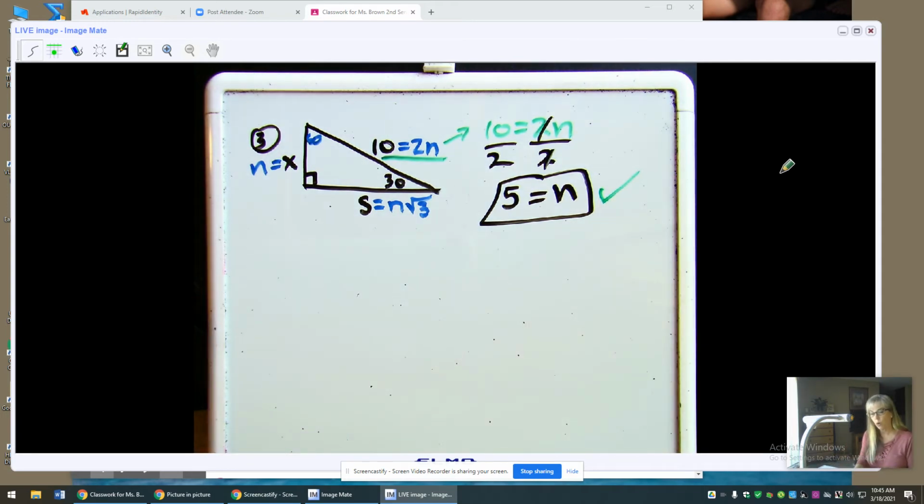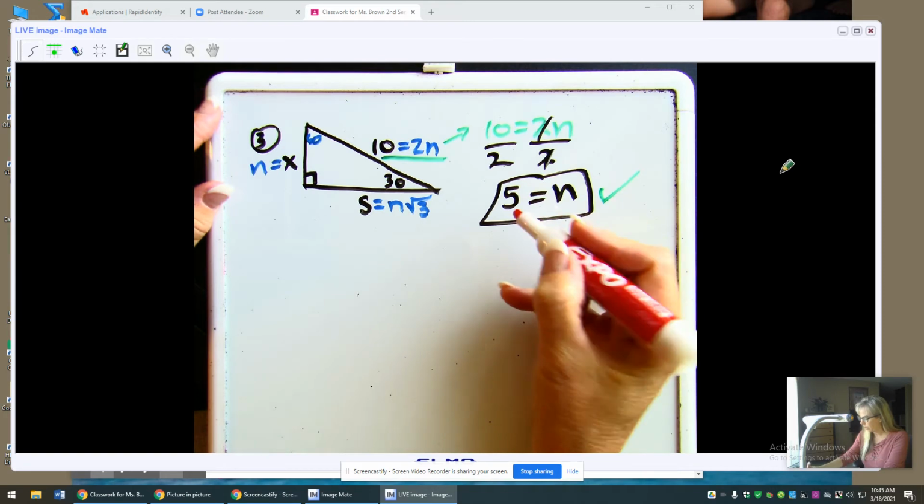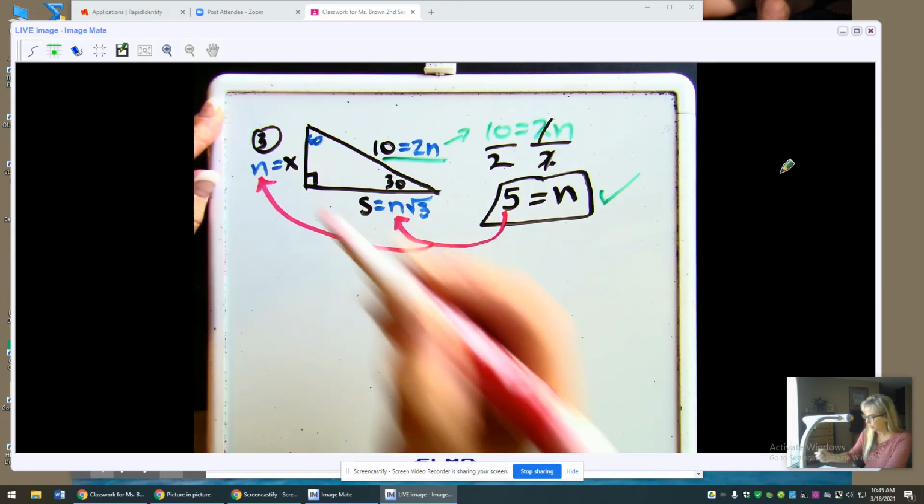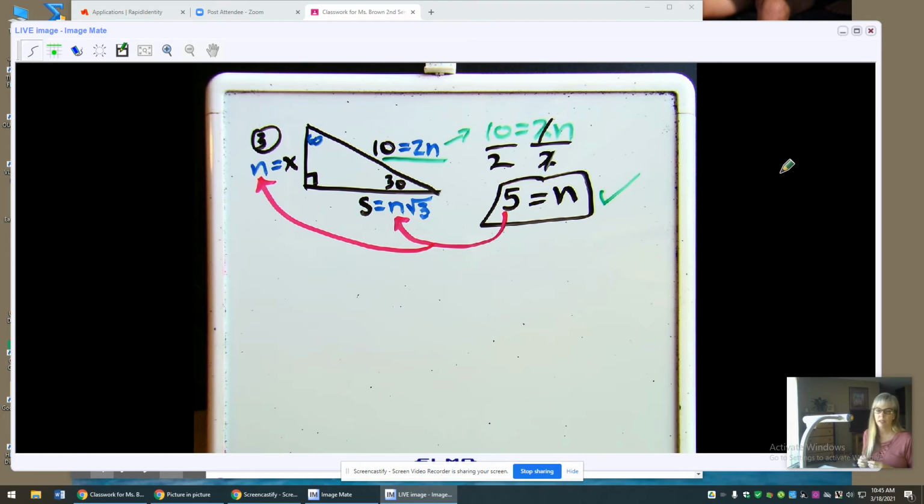N is 5. The goal is to figure out what n is. N is like the mystery number. Once you have n, you have everything. You can take n and plug it in to all of the other areas and find the information.